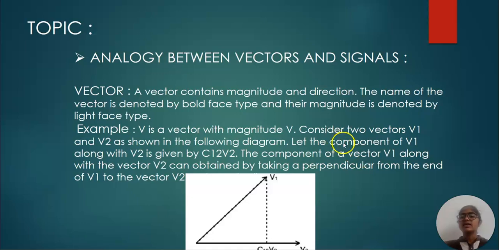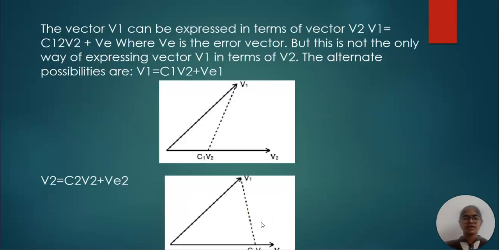Let the component of V1 along V2 be given by C12 V2. The component of vector V1 along the vector V2 can be obtained by taking a perpendicular from the end of V1 to the vector V2. Let us see the figure. Here C12 V2 is the perpendicular of both V1 and V2 vectors.